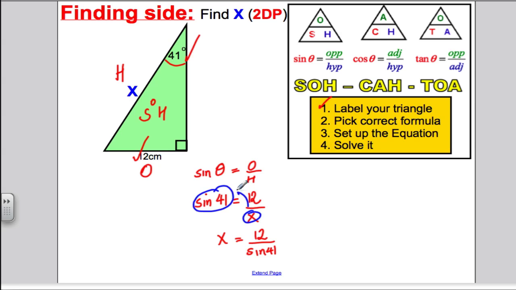Okay, they've swapped over. The x has gone up here and the sin 41's gone down here. I'm not going to go into that in this video. Either you understand that or just remember that for now.